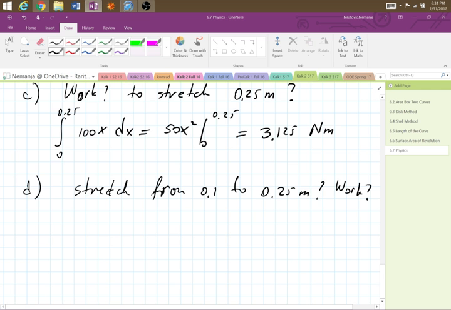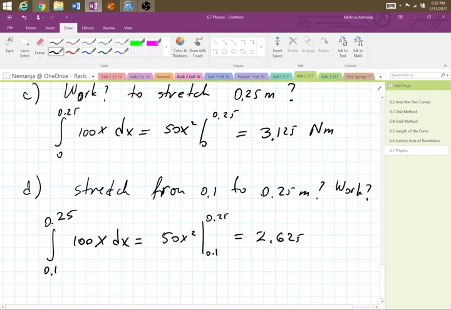2.655, okay. But what I'm going to do is say 0.1 to 0.25, like this. You can do it with subtraction as well if you want to. 100x dx, which is 50x squared, from 0.1 to 0.25. Newton meters. Since you have this result, you can calculate 0 to 0.1 and subtract it from here. So you can do it by subtraction as well.